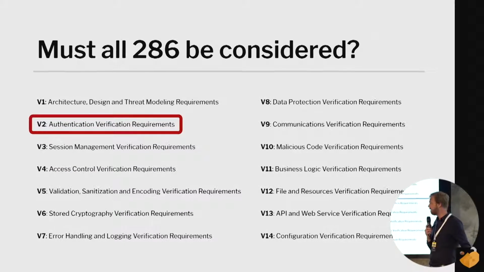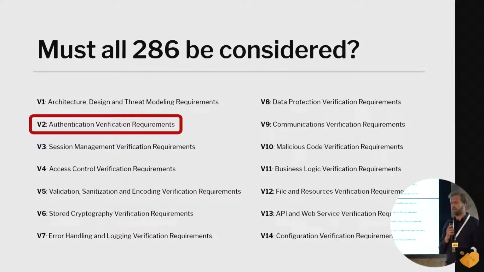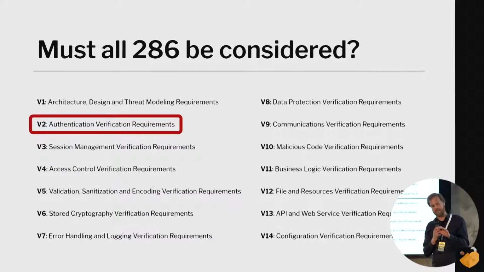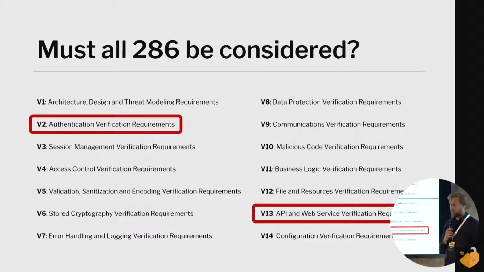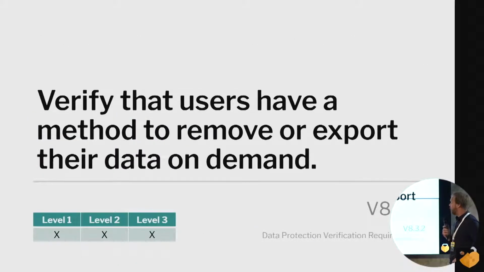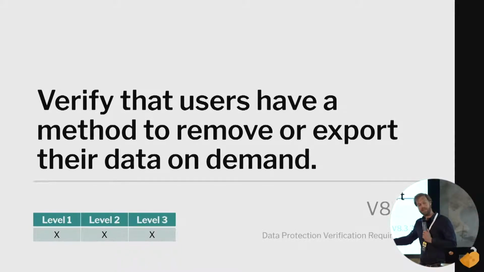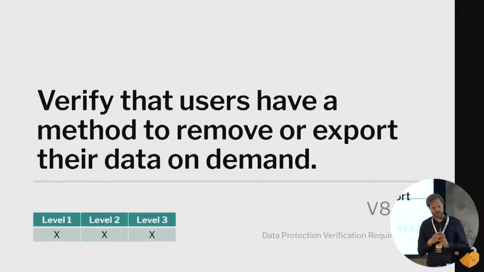Because the point is, these things can be tested. All level 1 requirements can be tested black box. Level 2 and 3 may or could require hybrid reviews where you need access to source code, developers, documentation, etc. So just a couple more examples: verify that users have a method to remove or export their data on demand. This is from the data protection section. GDPR compliance. That's also part of it.